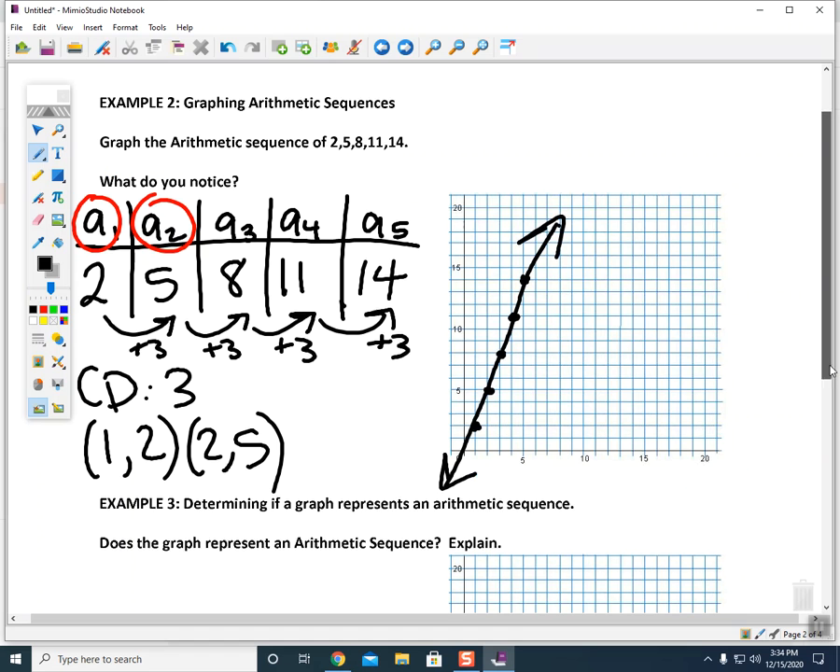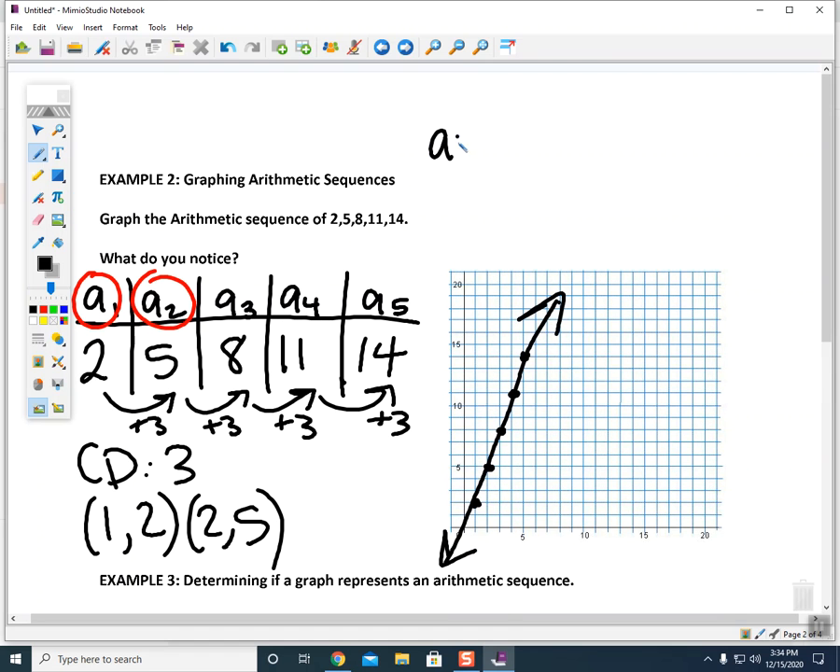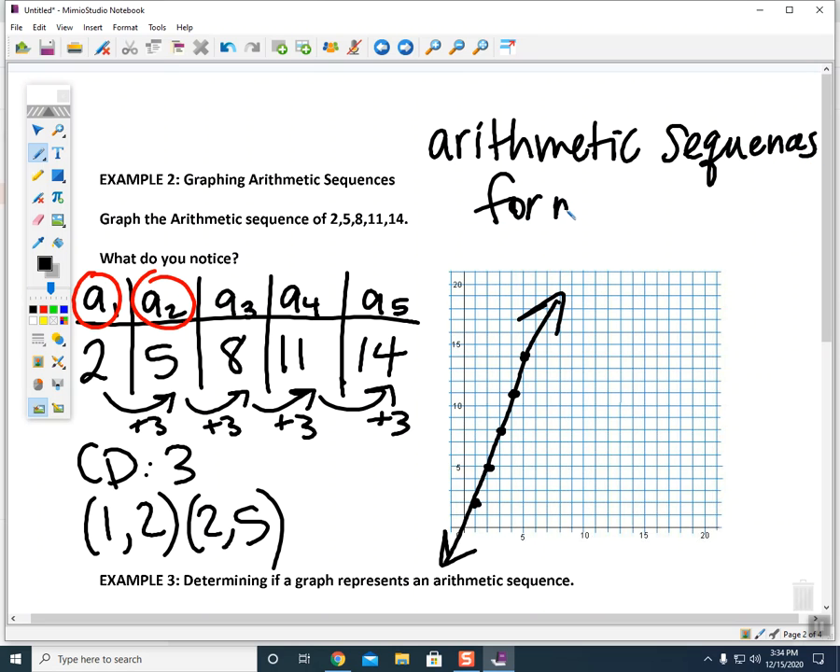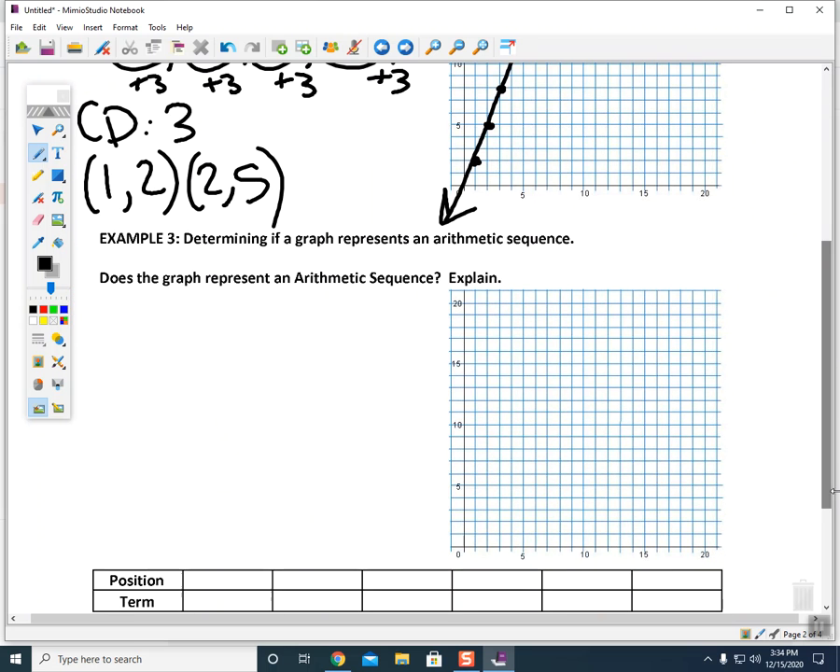So what do you notice? Well, what we can notice is that arithmetic sequences form lines. And that's good for us because we know how to work with lines. We know what to do when we work with lines. Okay? Let's look at the next one.